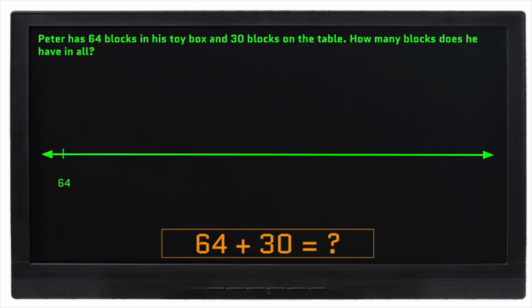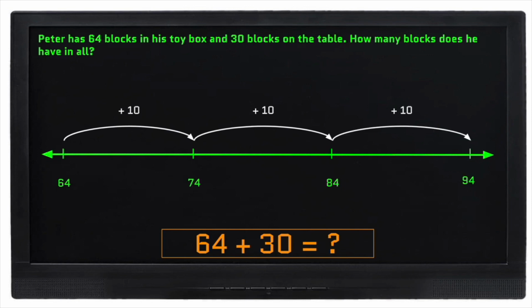64 is my starting number. Peter has 64 blocks. And now I'm going to use my number line to help me count up 30. This time 30 is a nice friendly number, and I know I can count by tens. So 64 plus one 10 would be 74. A second 10 would be 84. I've added 20 now. And to add 30, I need to add 10 more. So 64 plus 30 is 94. Counting by tens, that's pretty comfortable for me.